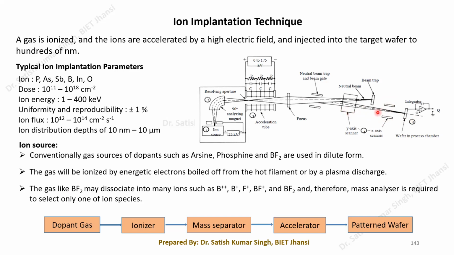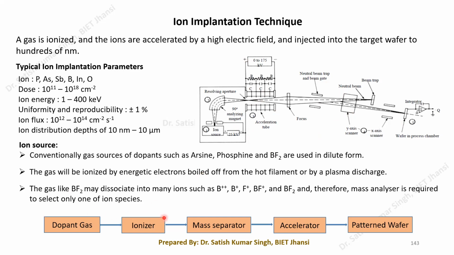And then this ion beam current can be measured by the Faraday cup, which is our integrator circuit, by which we will be able to control or know the actual concentration of the dopant material that has been implanted. So these are some of the very important processes or systems, you can say, that you can understand.